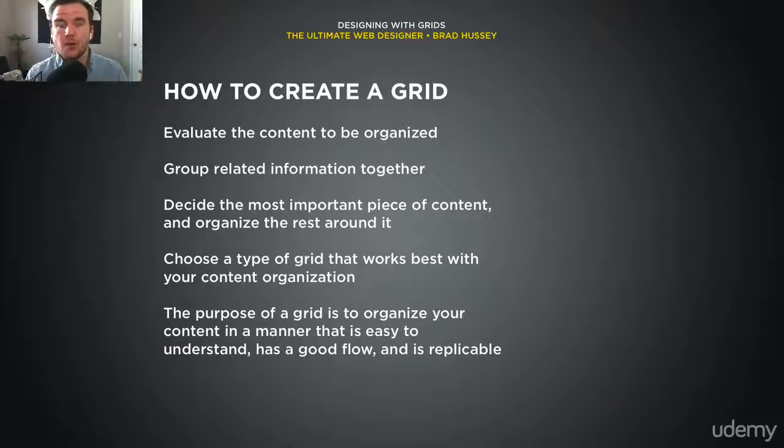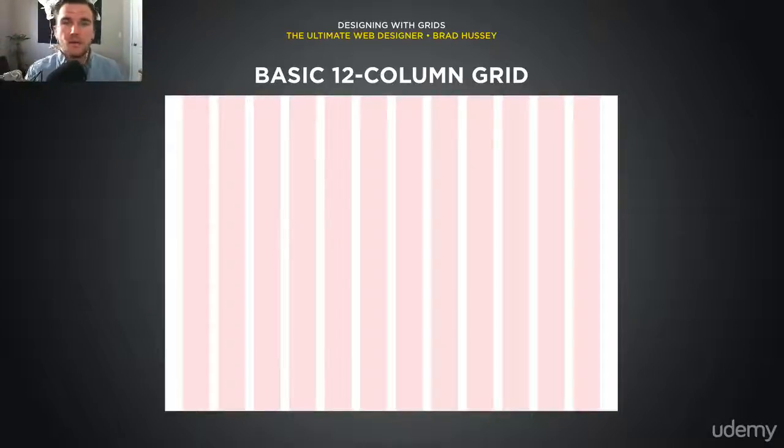In order to create a grid-based design, you need to evaluate the content that needs to be organized, group the related information together, decide the most important piece of content, and organize and structure the rest of the content around that. Choose a type of grid that works best with your content organization, and the purpose of a grid is to organize your content in a manner that is easy to understand, has good flow, and is replicable by other designers. So here's a basic 12-column grid that we use on the web.